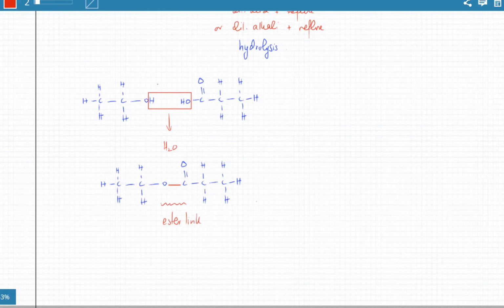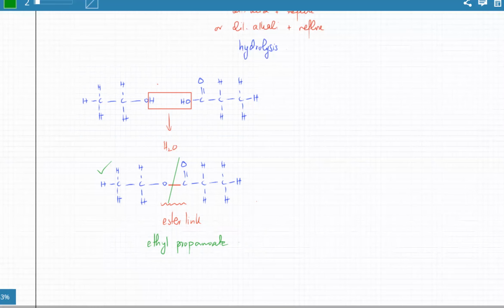The molecule is named in two parts. When you try to name the molecule, you split it up into two parts. This side has 3 carbon atoms, so that's prop. This side has 2 carbon atoms, so 2 carbon atoms is eth. The alcohol side would be referred to as yl, and the carboxylic acid side, the double bond O side, would be referred to as oate. So this one is going to be known as ethyl propanoate, and that's the name of the molecule. So that's how esters are going to be formed.